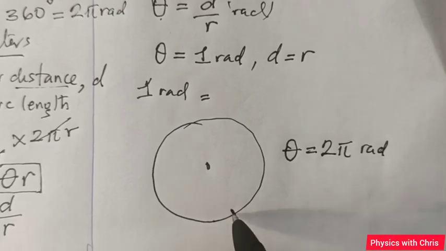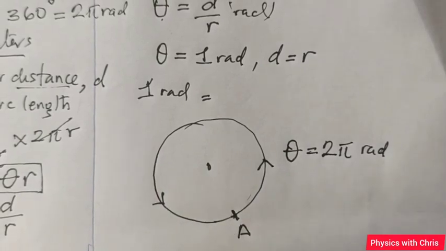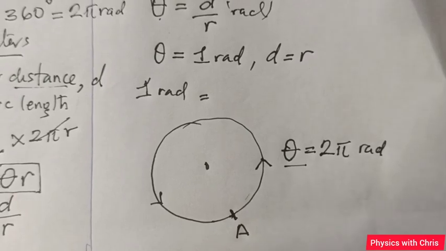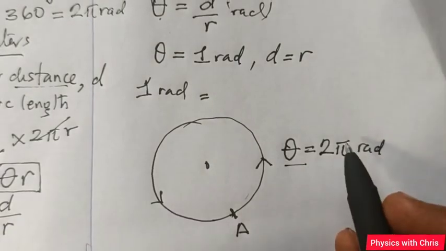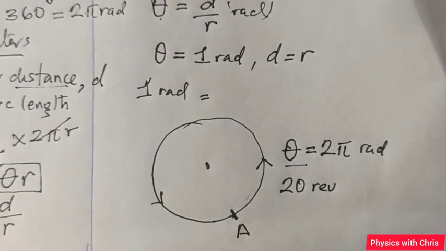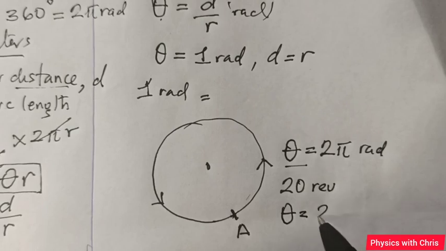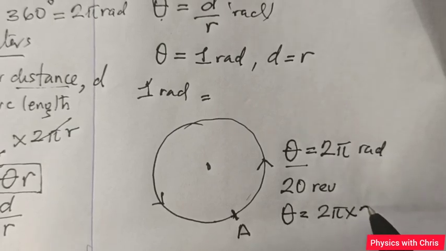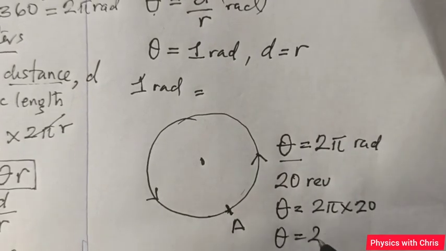So when it starts from point A, goes round maybe in this direction, and is back to the same point A, it has covered a total angular displacement equal to 2 pi radian. How about if it makes a number of revolutions? A revolution is simply a cycle. If it makes, let's say, 20 revolutions in a given time, what is the total angular displacement? It is 2 pi times 20. So when it makes n number of revolutions, the total angular displacement is 2 pi n in radian.